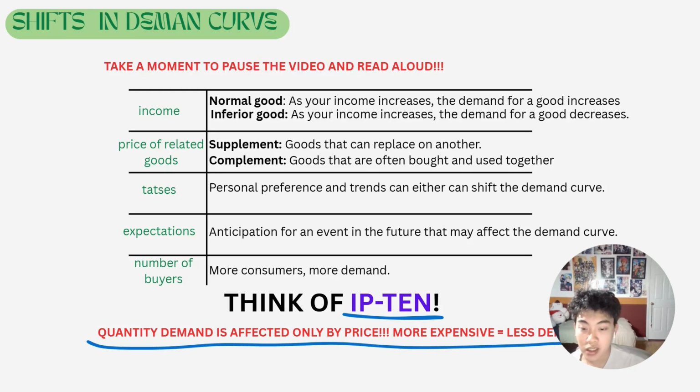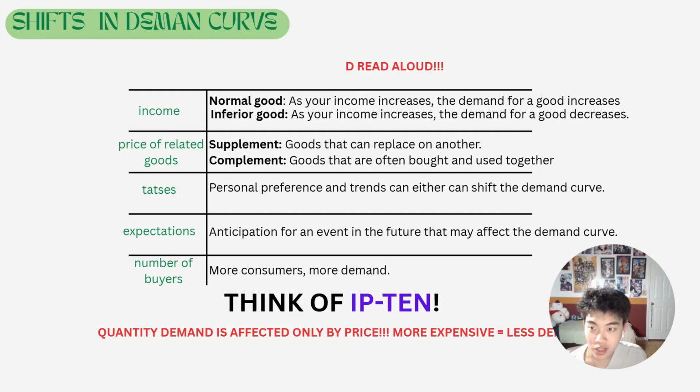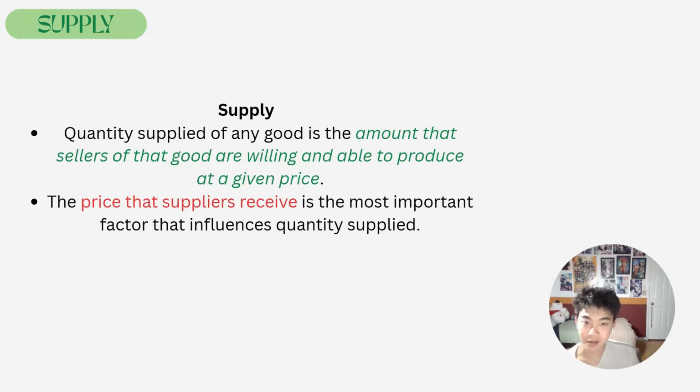Quantity demanded is affected only by price, and it's a point on the demand curve. Also, if a good is more expensive, you'll have less demand. If it's less expensive or cheaper, you'll have more demand. This is called the law of demand. Okay, now I'll be going on to the next slide, which is supply.